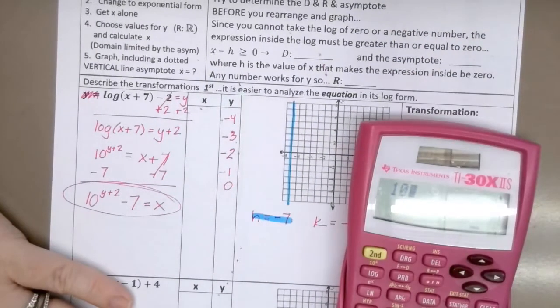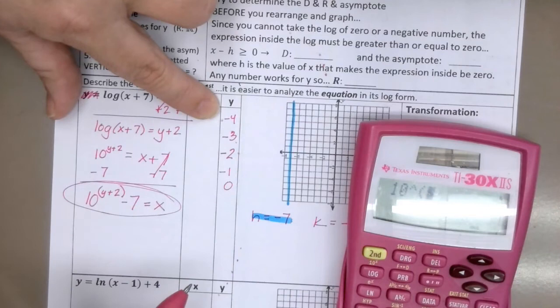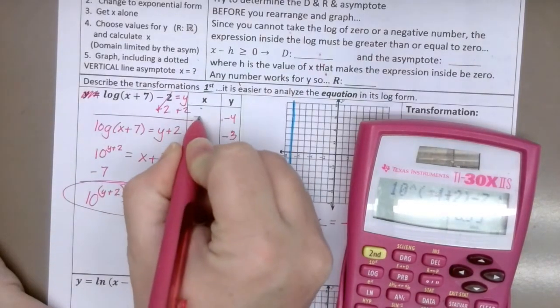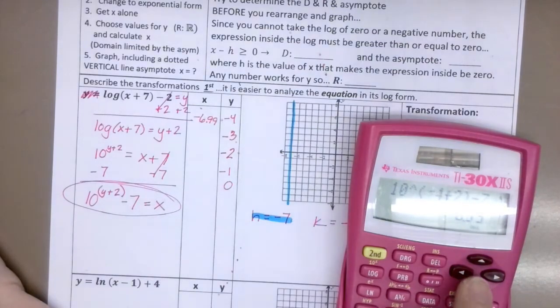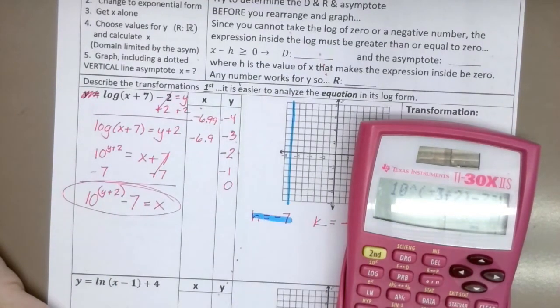And now we start plugging stuff in. So 10 to the parentheses. Again, make sure you put parentheses around your exponent when you're typing it in. -4 plus 2, close those parentheses and then put the -7. I get -6.99. Now change the -4 to a -3. -6.9. -2. -1. And 0. 93. Holy cow, that's a big number.